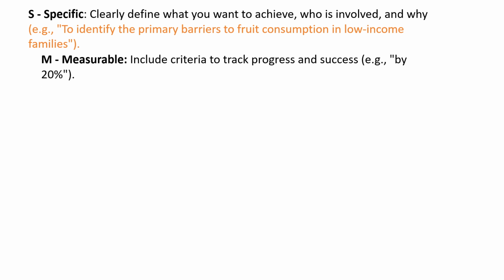Then move to measurable. It includes criteria to track progress and success. How will you measure your outcome variables? They have to be measurable. Some students, for example, mostly don't have figures for what they cannot measure. Sometimes you have to be intentionally aware of your measurement for your outcome variable. For example, 20% is very measurable.